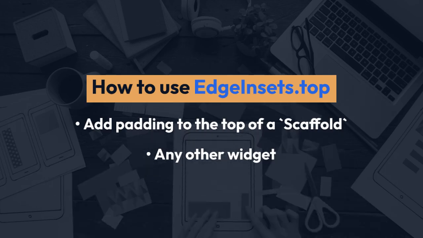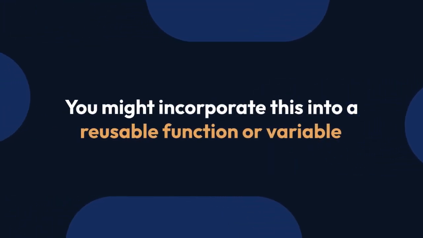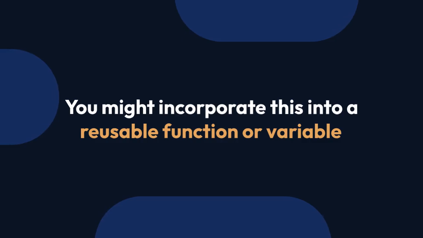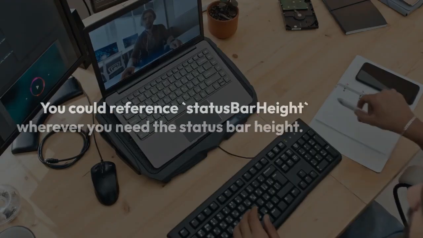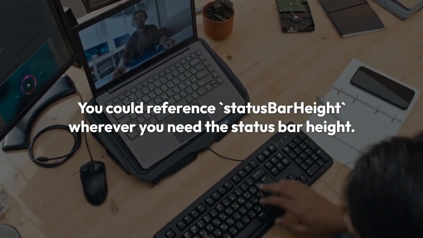You might incorporate this into a reusable function or variable to make your code cleaner and easier to manage. For instance, you could define a variable statusBarHeight and set it to MediaQuery.of(context).padding.top. Later, you could reference statusBarHeight wherever you need the status bar height.